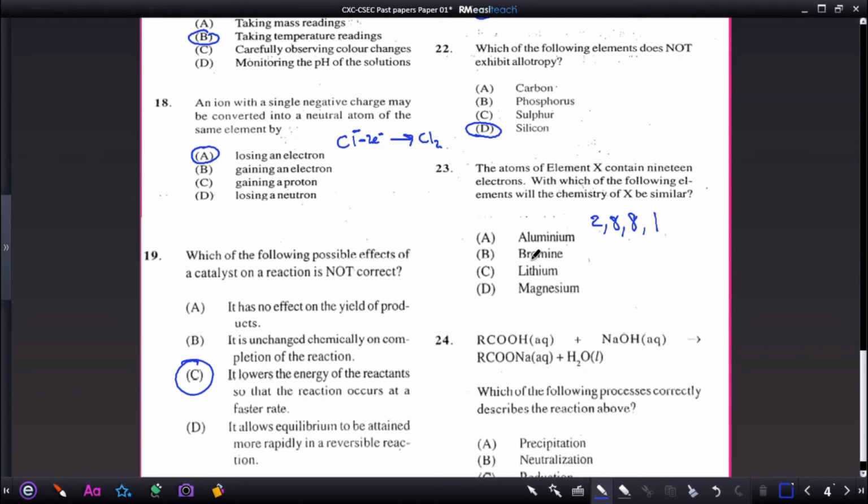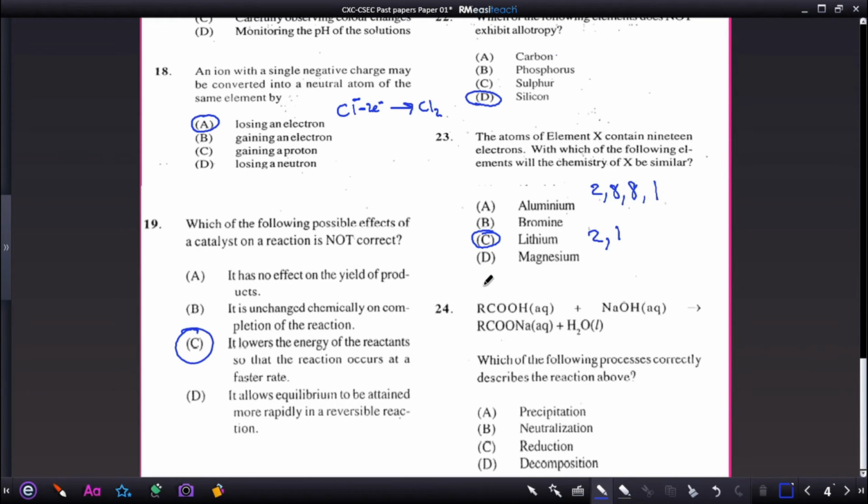Of these elements here, lithium has 1 electron on its outer shell. So both element X and lithium have 1 electron on their outer shell, right? So it means that they're in the same group, and if they're in the same group, the chemistry is similar. So the answer is lithium.